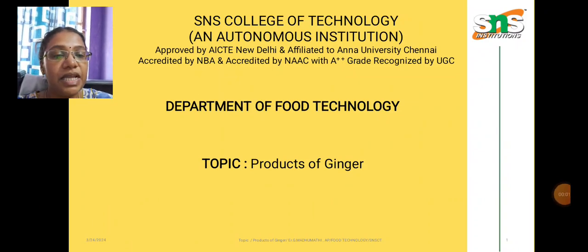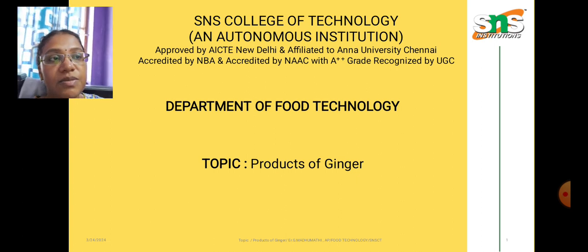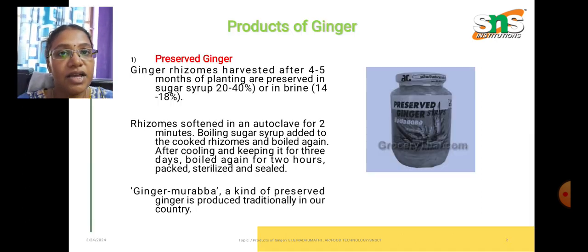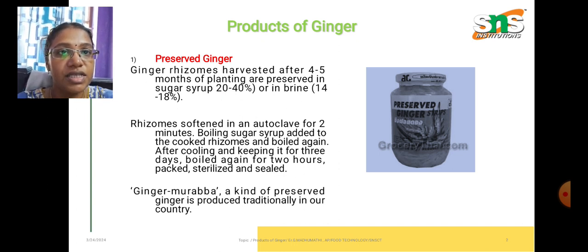So in this PPT, let us see something about how ginger is processed. We have already seen how ginger is processed. Let's have a discussion about the ginger products. So the first product of ginger is the preserved ginger. What do you mean by preserved ginger?